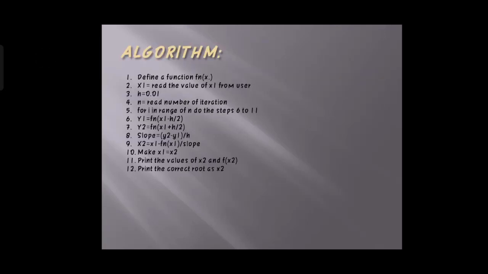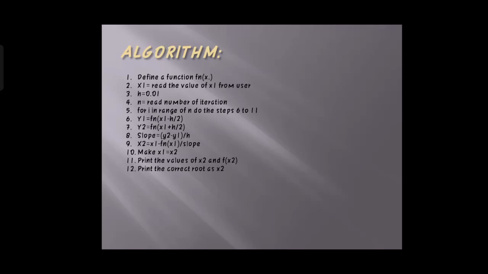We have to code the Python program for the Newton-Raphson method. For that, let's look into the algorithm of the program. First, we have to define the function. Secondly, we have to read the initial guess, that is x1, from the user. Then we define the step size, that is h = 0.01. We can take any other value. It's not compulsory to take the value 0.01.